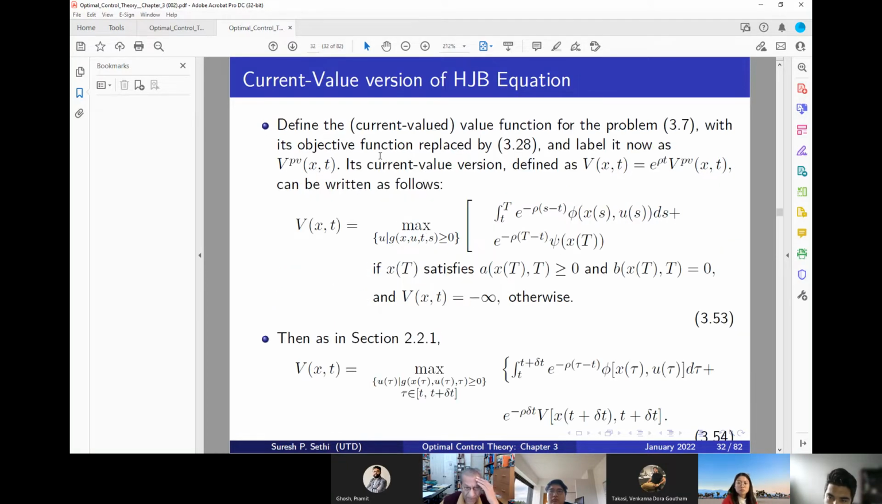Okay. So the current value V(x,t). Now I'm going to define the current value. I'm going to do it from the definition rather than the transformation, which you can do from here. The answer would be the same.